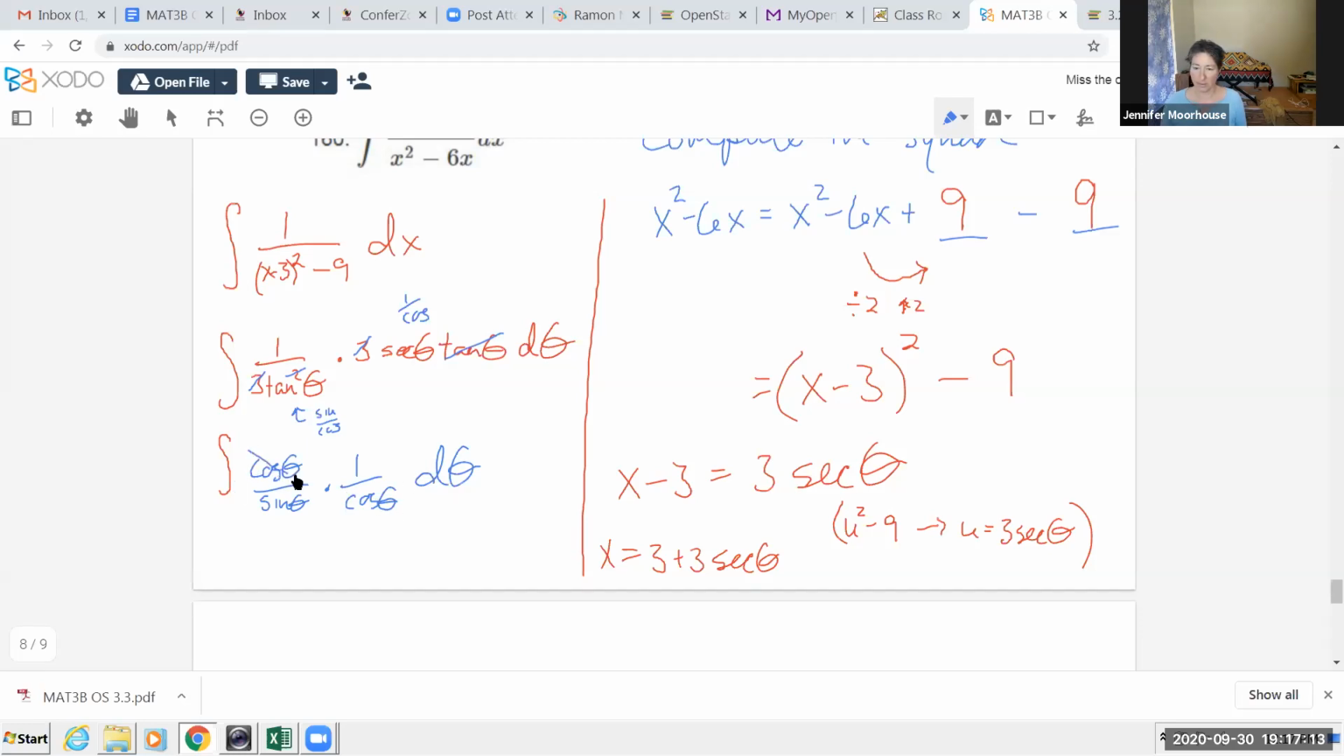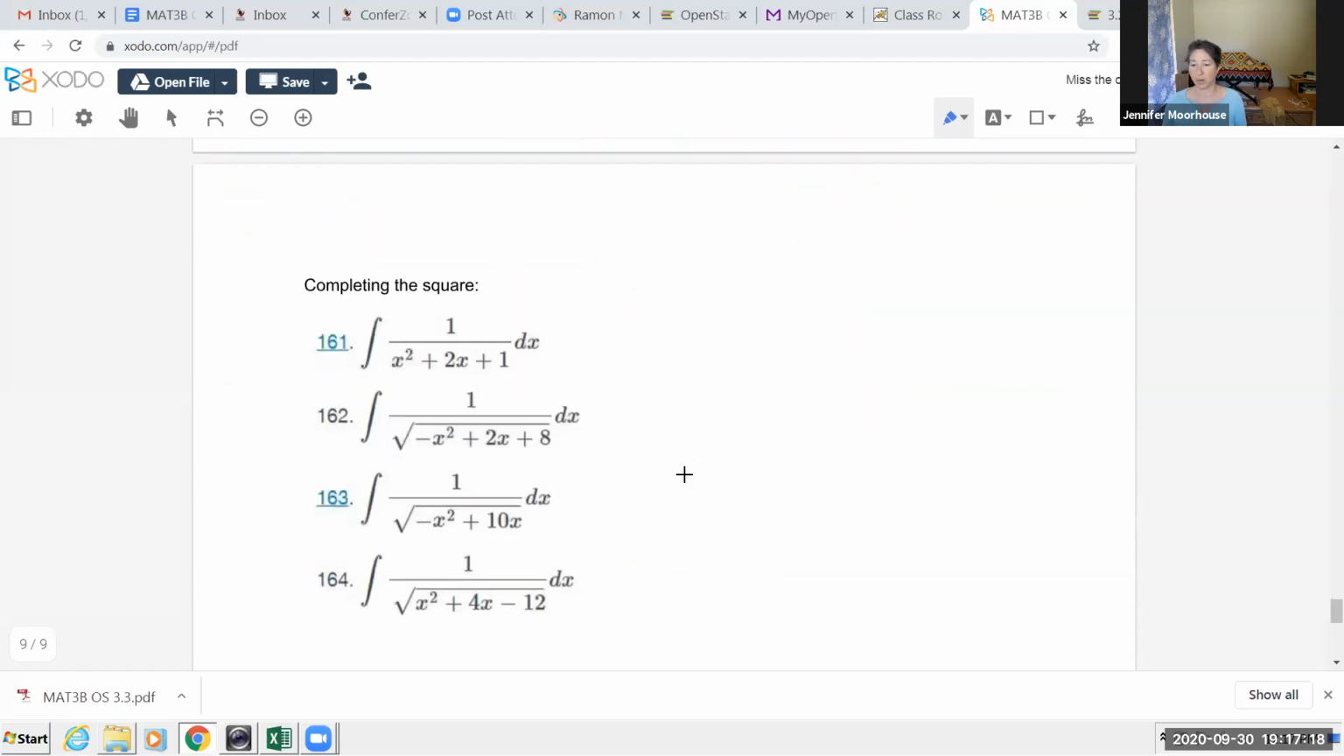So I'm going to leave that one because what I really want to talk about is completing the square. So let's think about how to complete the square in each of them, and then what the substitution would be that you would want to make in each case. So for the first one, 1 over x squared plus 2x plus 1, what do you need to complete the square there?